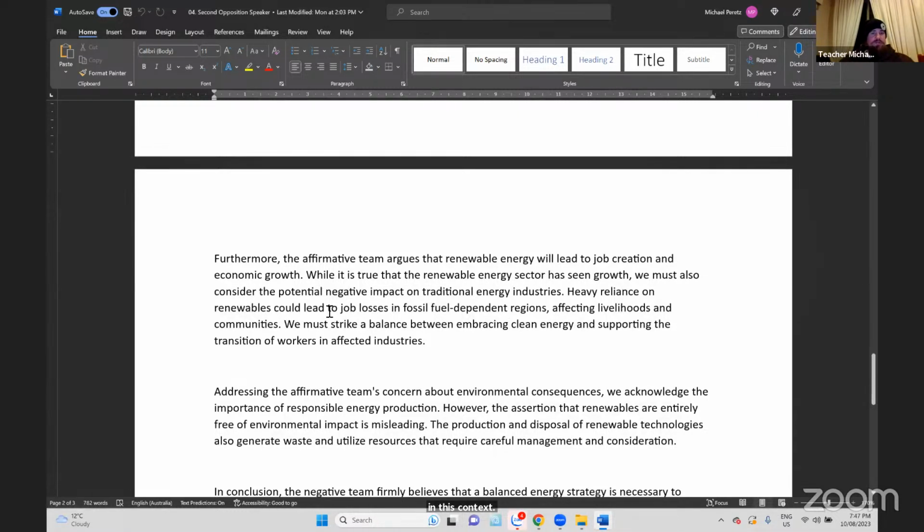Heavy reliance on renewables could lead to job losses in fossil fuel dependent regions, affecting livelihoods and communities. So we're talking about, to help a country, we don't want to have to sacrifice parts of that country. So if they lose their jobs and don't have money, how are they going to live? We must strike a balance between embracing clean energy and supporting the transition of workers in affected industries. So what they're saying is, again, going back to the proposition team's argument, which is we need to do this now, this is such a big problem, it has to be done immediately. We're turning around and saying, well, we need to take our time with this so as fewer people are affected as possible. We really need to consider this and be smart.